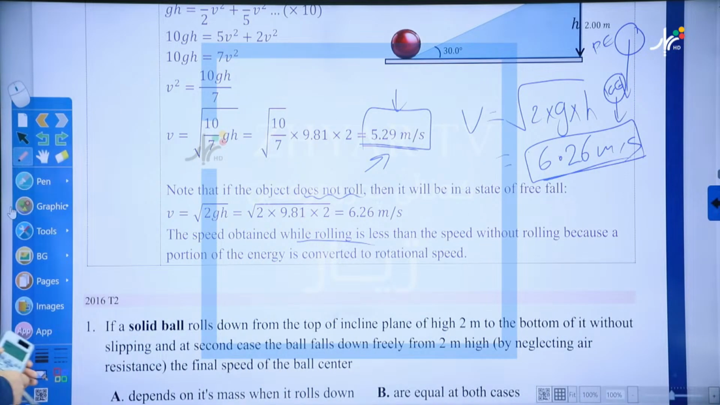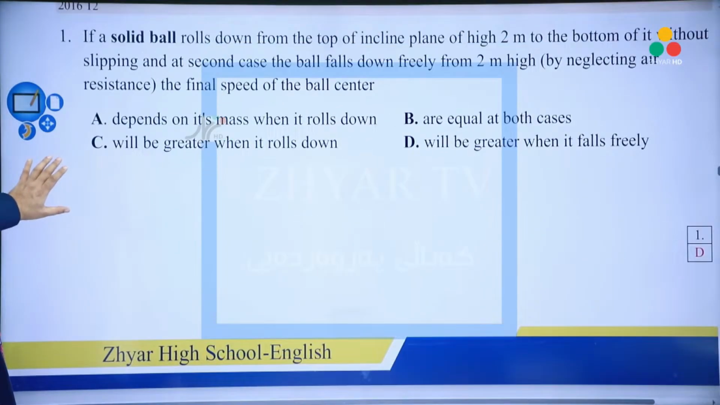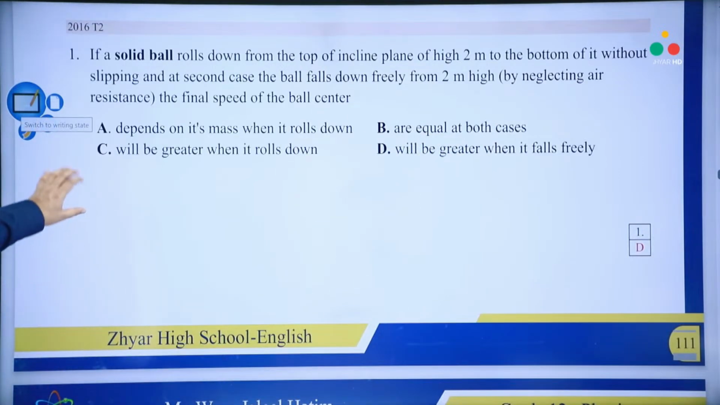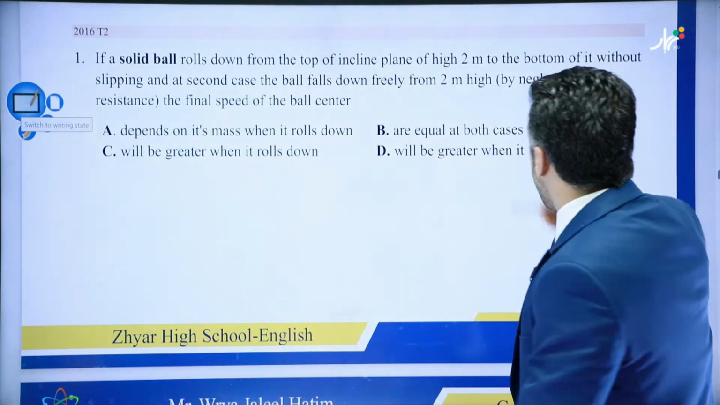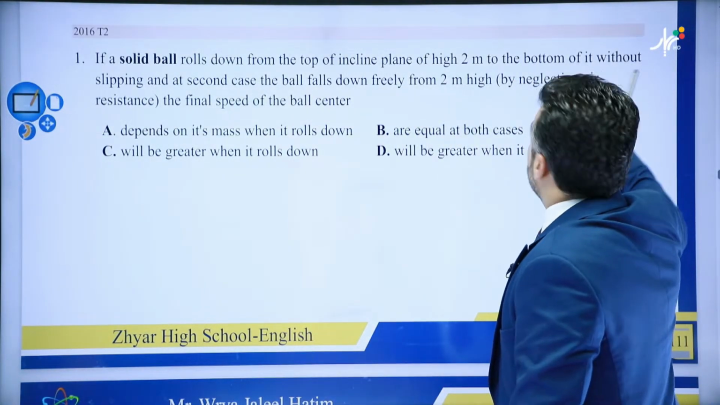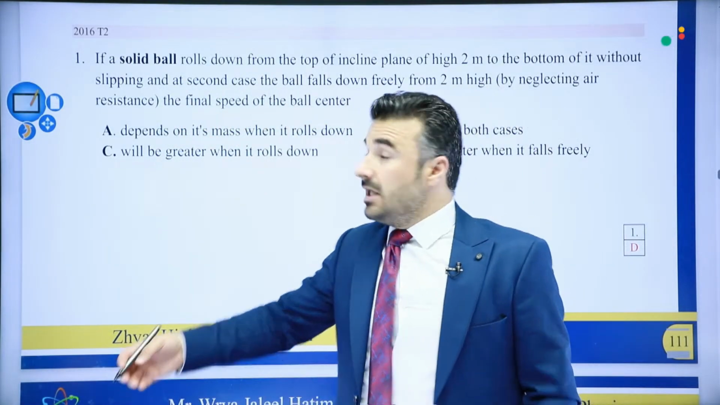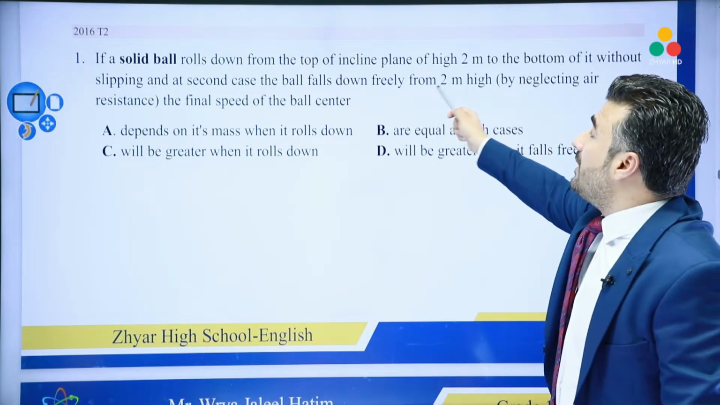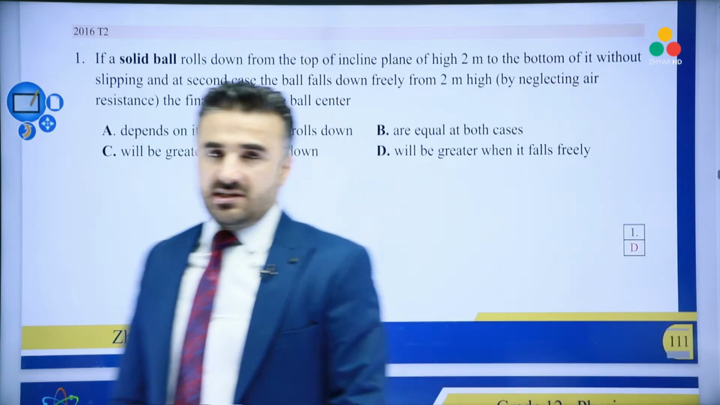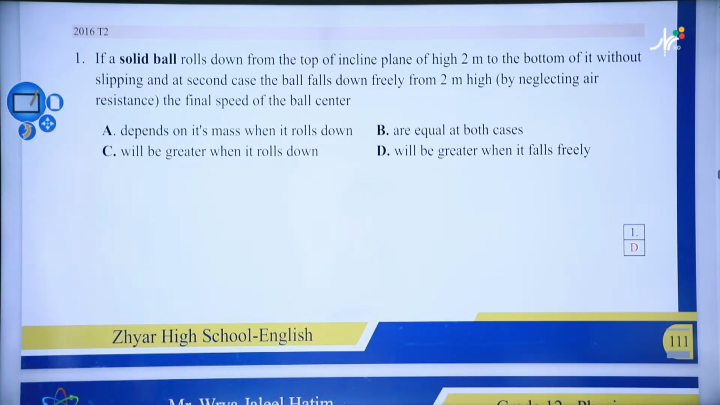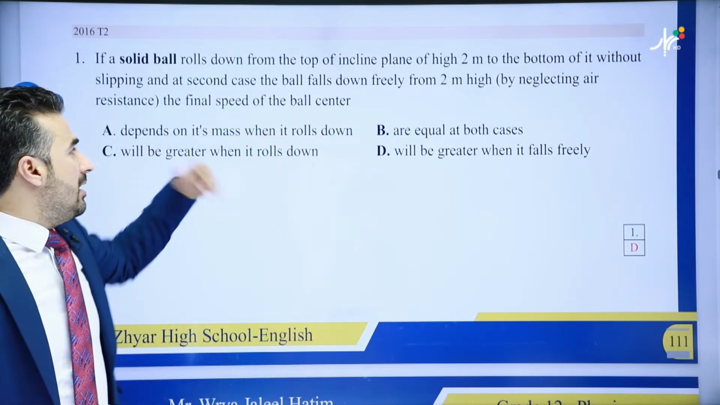All right, moving on to another question. Take a look, this is one of the past paper questions. It says, if a solid ball rolls down from the top of an inclined plane of height 2 meters to the bottom without slipping, and in a second case falls down freely from 2 meters high, neglecting resistance and friction as well, the final speed of the ball center, what will happen? Does it depend on the mass when it is rolling down?